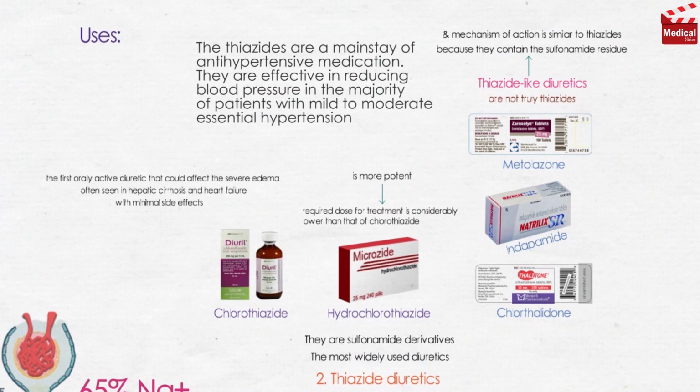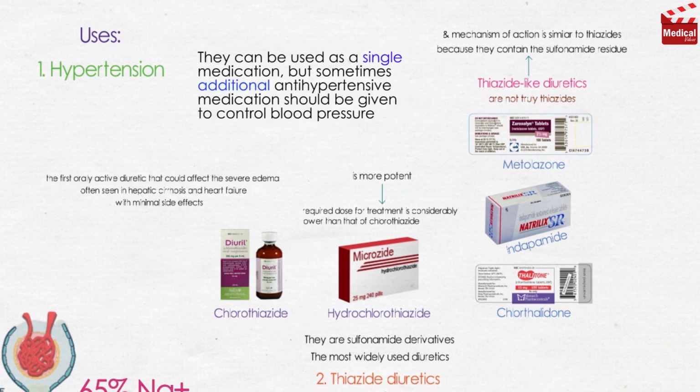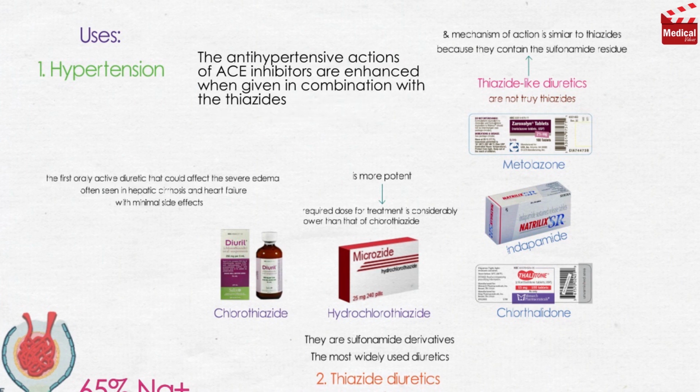Let's talk about their therapeutic uses. The thiazides are a mainstay of antihypertensive medication. They are effective in reducing blood pressure in the majority of patients with mild to moderate essential hypertension. They can be used as a single medication, but sometimes additional antihypertensive medication should be given to control blood pressure. You can watch the previous lectures where we discuss the other antihypertensive medications. Note that the antihypertensive actions of angiotensin-converting enzyme inhibitors are enhanced when given in combination with the thiazides.